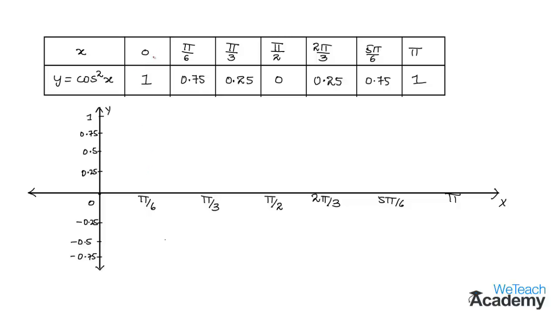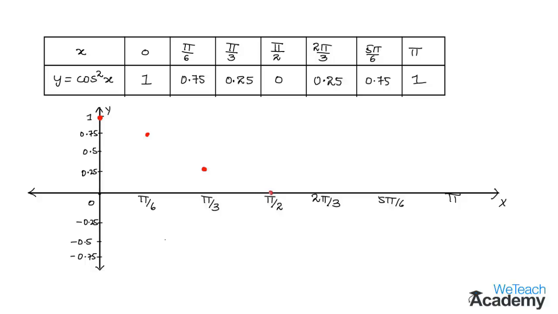For the value of x equal to 0, the value of y is 1. So on the x-axis the value is 0 and on the y-axis the value is 1. So we get a point over here. And then for x equal to pi by 6, we get a value of 0.75. So somewhere here we get a point. And then the next value of y is 0.25 for pi by 3. So for pi by 3 we get a point somewhere here where 0.25 and pi by 3 meet. And for the next radian pi by 2, we get the value of y as 0. So y equal to 0, that is, the point lies on the x-axis.